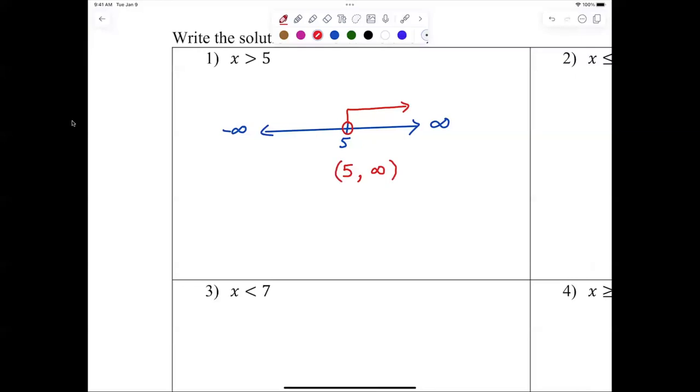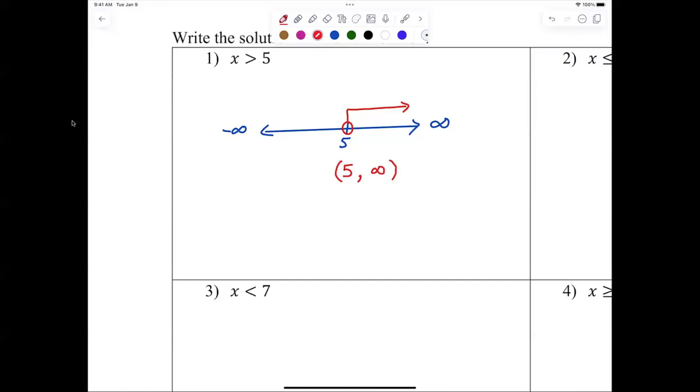These are both parentheses. The reason they're both parentheses is because we're not including them. We start at the first number greater than 5, and as we discussed yesterday, there is no first number greater than 5. So we have a symbol for that: a parentheses. We never actually get to infinity. Infinity is just an idea. It's not really a number. So that would be the graph of x is greater than 5 written in interval notation.